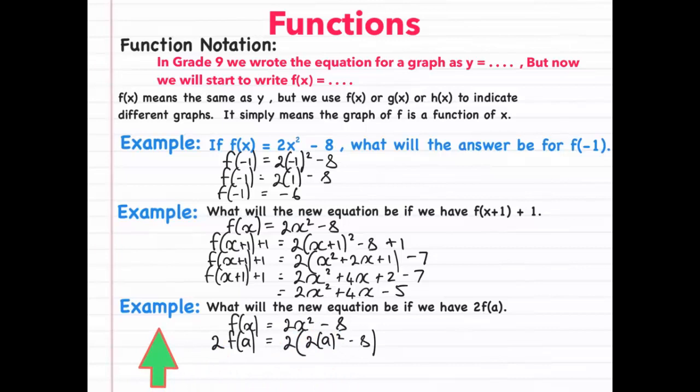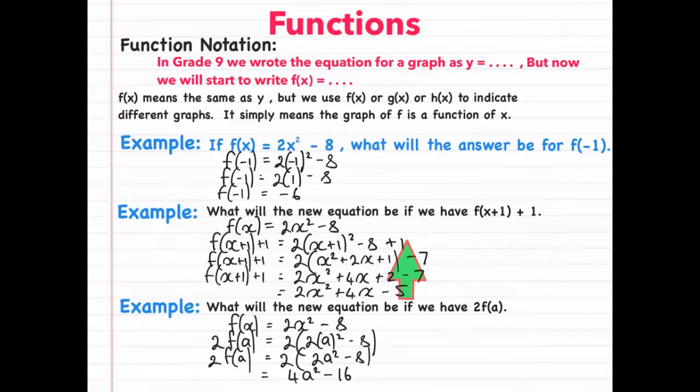So this will become 2 times the function of a is equal to 2 times (2a² - 8). This equals 4a² - 16, and there we go. Okay, excellent. So I hope you could follow here. When you need to change a function and they give you something new in brackets, you simply substitute that bracket into x's place. When they tell you to add something which is not in brackets, which is on the outside of these brackets, that means that your graph will move up or down. If it's a plus, it moves up. If it's minus, it moves down.